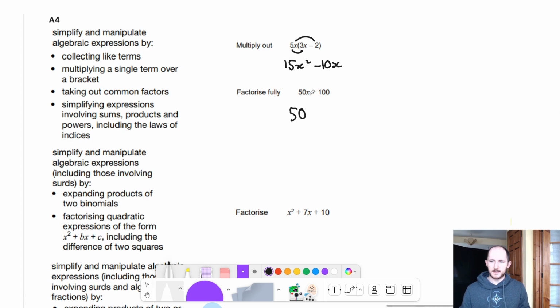Now look at the x's. Can I take out an x from this term and this term? Well, the answer is no, because there's only an x in the first value, not in the second one. So I'm going to put a bracket now and do x, because 50 times x is going to be 50x, and then what do I times 50y to get to 100? I times it by 2.